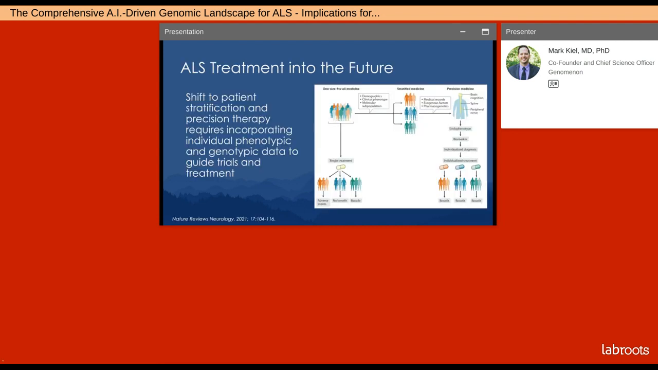In particular, this is a review that was published as recently as a month ago in early 2021. There is a shift from a one-size-fits-all mode for clinical trials in ALS to more of a nuanced patient stratification approach with precision therapeutic application. But this will obviously require detailed and carefully recorded phenotypic and genotypic understanding of each of these patients to therefore guide trials and treatments under the auspices of these precision medicine approaches.